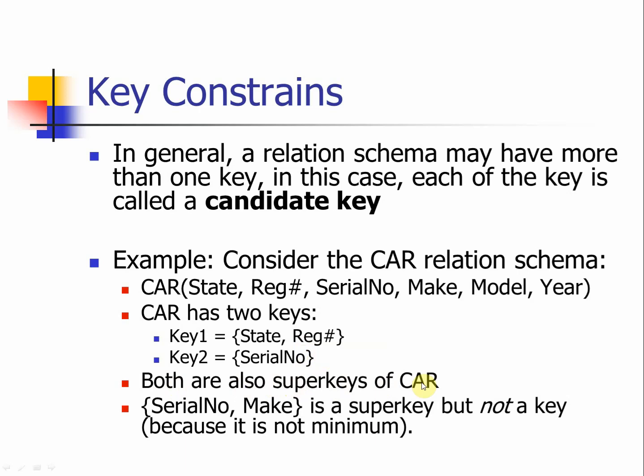So both are super keys of the car. Serial number plus make is a super key, but not a key, because the serial number by itself is good enough to be a key, so it's not minimal. And therefore, these are the ideas of super key, key, and candidate key.